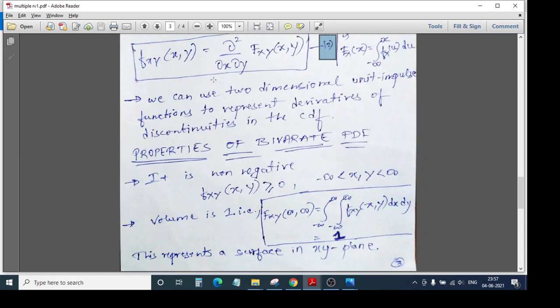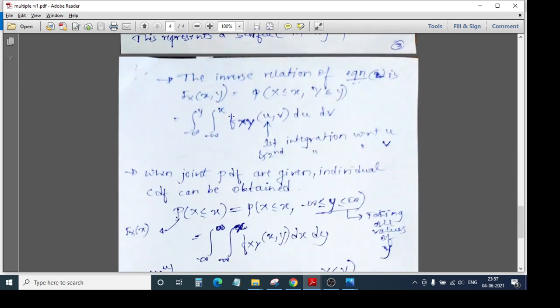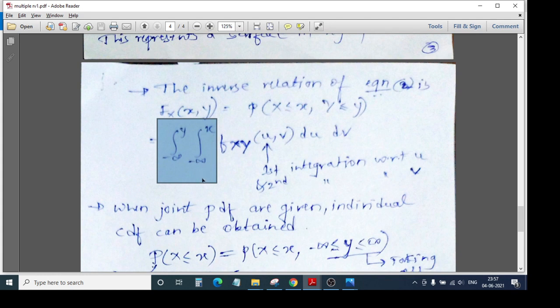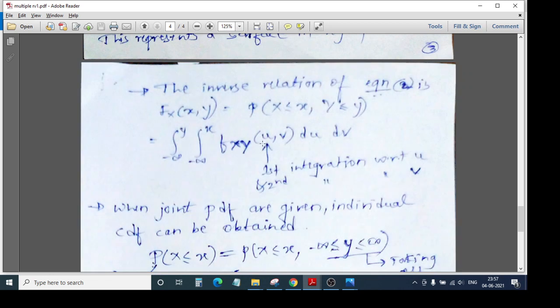So what is the inverse relation, friends? It is nothing but you need to put the integration signs here. Since we have dou square, that means we will be putting two integration signs here. If you observe, these are our two integration signs. One is minus infinity to X, another one is minus infinity to Y. Now what will we be doing? We will be doing the integration with respect to u and v, which is nothing but du and dv.